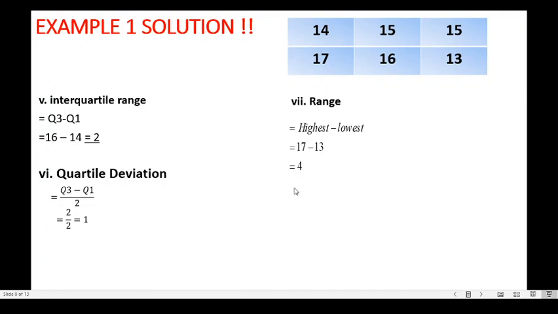How about range? Range is, like I said just now, the difference, the gap between the highest and the lowest value. So what you should do is identify first which one is the lowest value and which one is the highest. Like this data, we know that the highest number is 17. So 17 minus 13, you will get 4. So that will be your range.